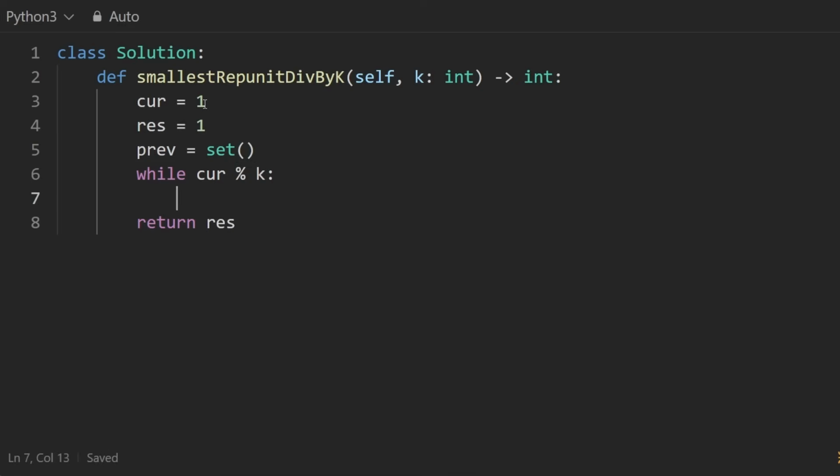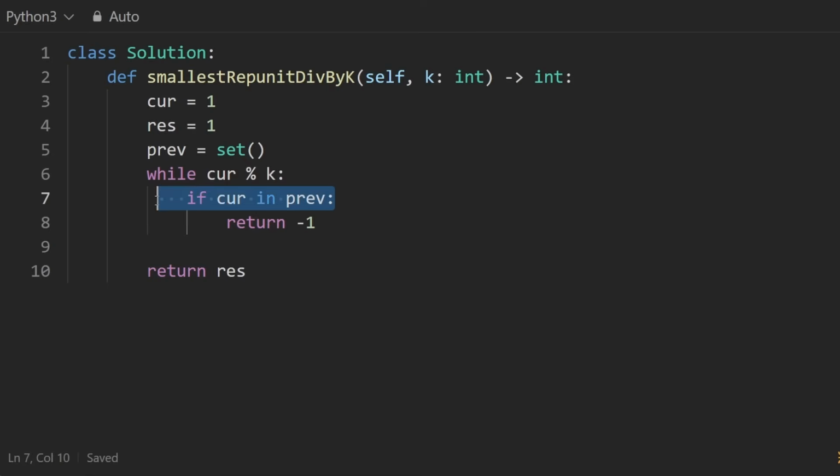And so here we're going to say, okay, if cur modded by k is non-zero, well, let's first check if cur has already been seen. If it's in the previous hash set, then we can say, let's return -1. We've seen this number before. Otherwise, we will add it to the hash set, and after that, we're going to do the math that I talked about.